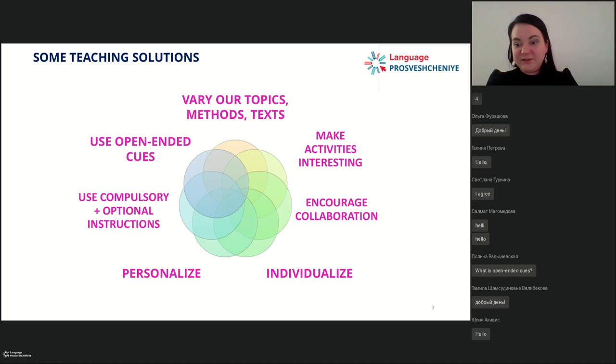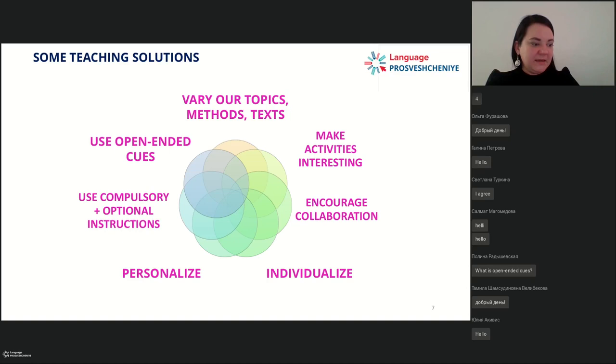Personalize. Of course, I think personalization now is a vital part of each and every textbook and each and every production activity. Then using compulsory plus optional instruction. That means that you can tell the class that everyone has to do a certain minimal part of the task. For example, you ask them to do a test, and the test consists of, let's say, 30 answers. So the minimal task would be 15. They have to do only 15, and that's okay, right?